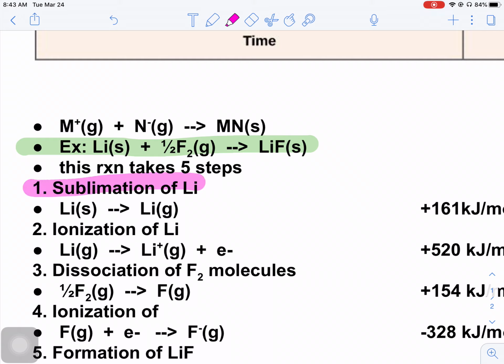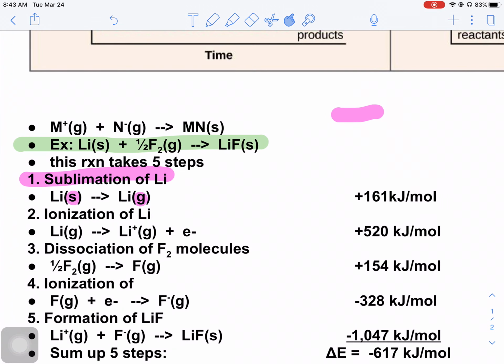So step 1, we have to take solid lithium and turn it into a gas. If we look at our lattice energy definition, it's got to be in a gaseous state. So sublimation is the process by which we turn a solid into a gas. Just think about dry ice. Dry ice is a solid. When it warms up, it skips the liquid phase and turns directly into a gas. Now, in order to turn 1 mole of lithium from a solid into a gas, you have to put in 161 kilojoules of energy per mole of lithium. So that is going to be an endothermic part of the reaction.